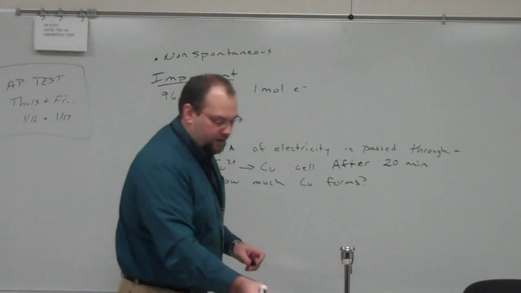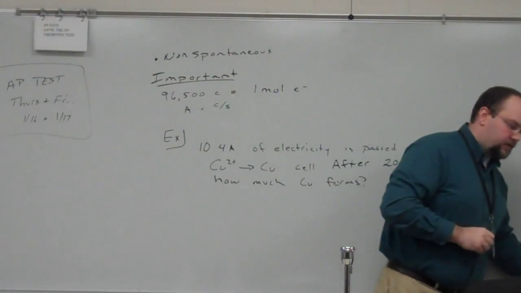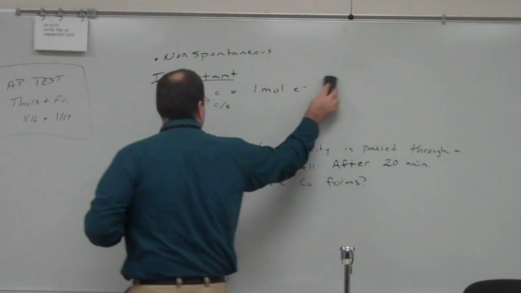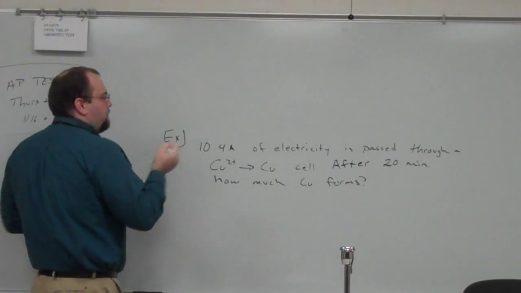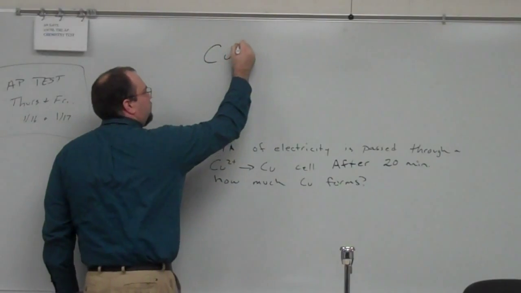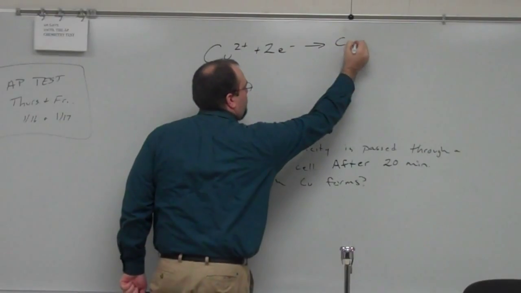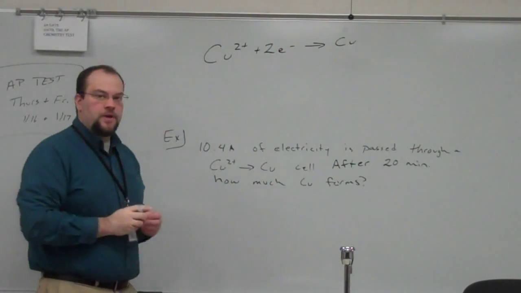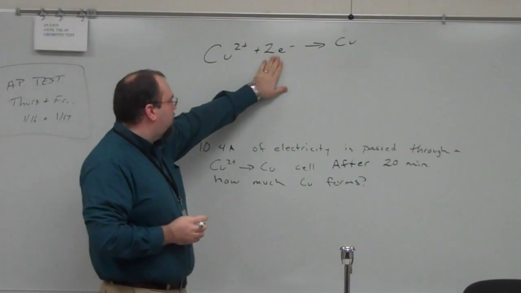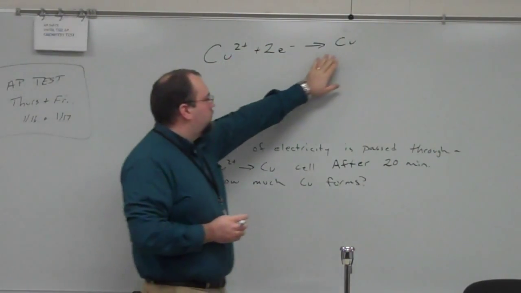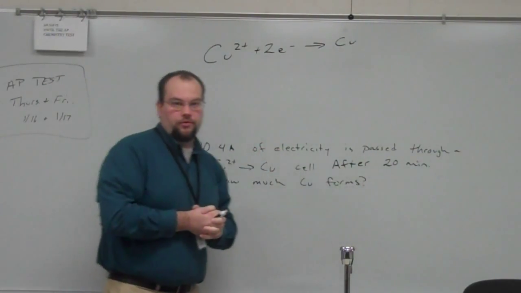Well, if we think about it, all this is essentially stoichiometry. Let me erase this top part. I'll keep the example for now, but I'll have to erase it in a second. My balanced equation is Cu2+ plus 2 electrons yields solid copper. This is from my reduction potential sheet. And it takes 2 electrons to turn one copper ion into a solid copper atom.